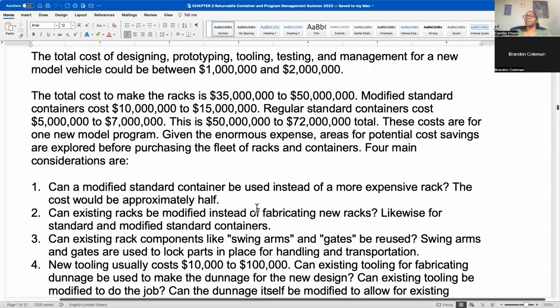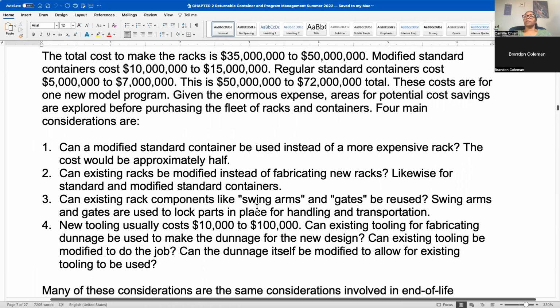These are some of the things you are looking at based on expense, and ways you can save money as you look at what type of container you need and how many you need. Can you use a modified standard container, which is going to be more cost effective than a rack? Because that could make your cost half of what it originally was.